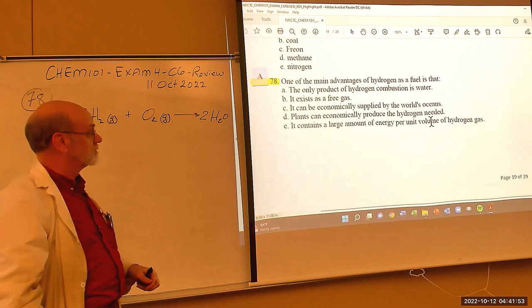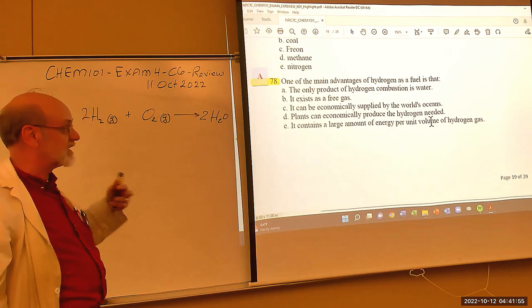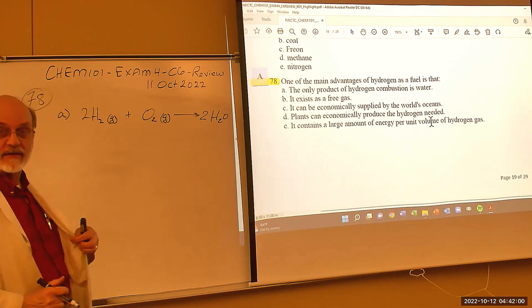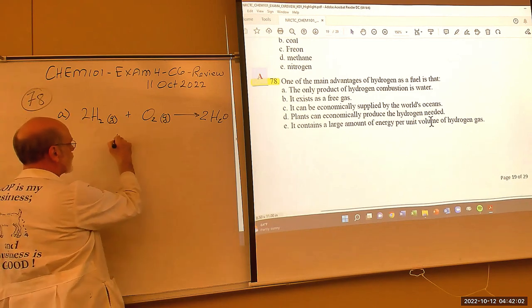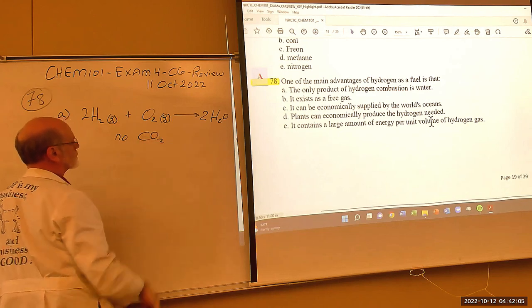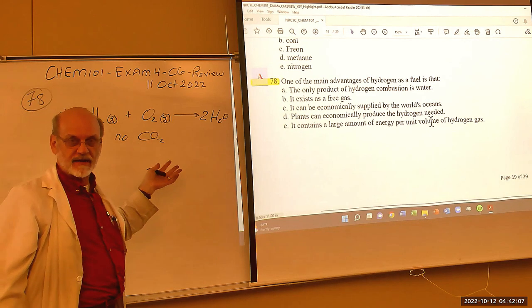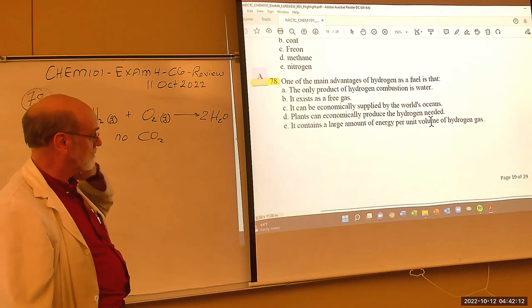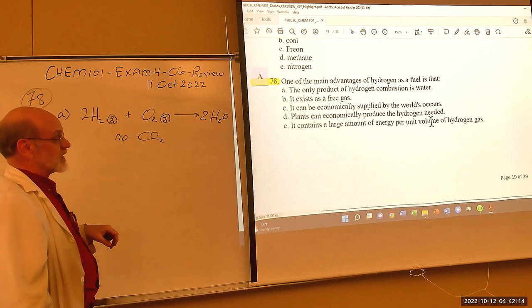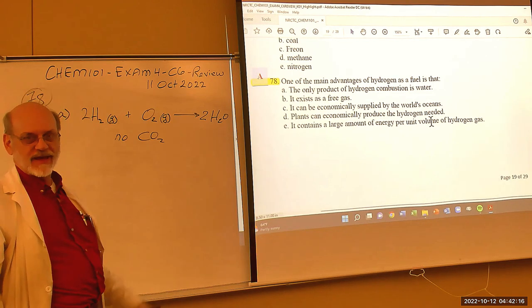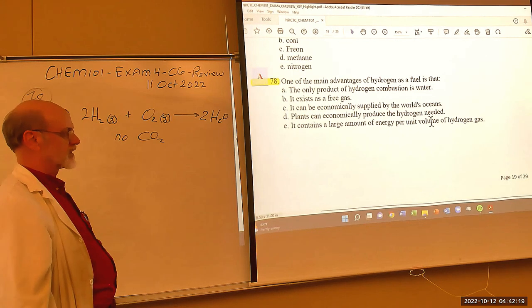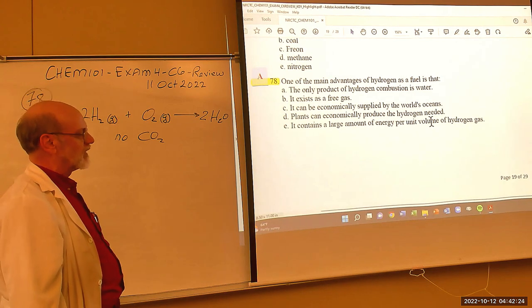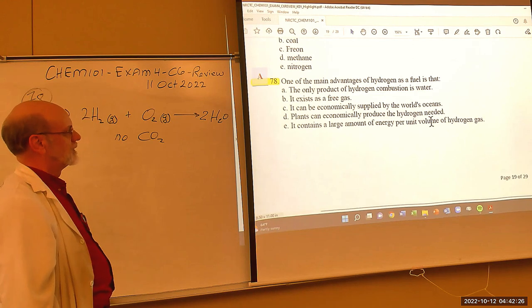So A is true. Is that the main advantage of hydrogen as a fuel? Well, according to the greenies, yeah. Because there's no CO2, no carbon dioxide produced out of that, no carbon compounds whatsoever. It exists as a free gas. That's no advantage. Lots of fuels exist as a gas, like methane. It can be economically supplied by the world's oceans. Main advantage.